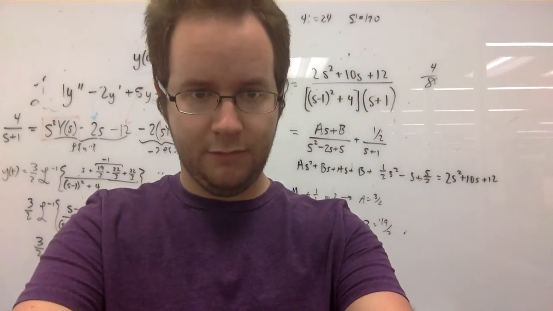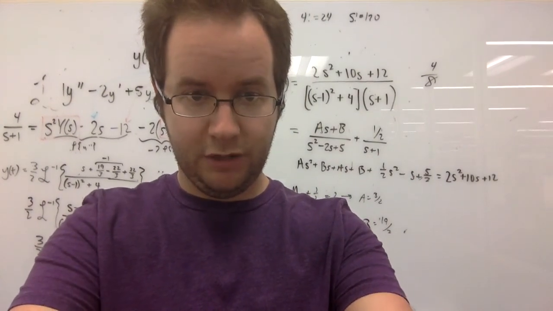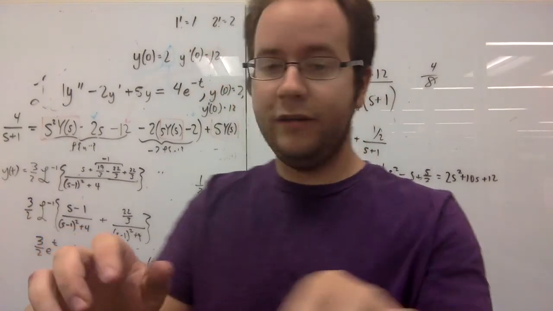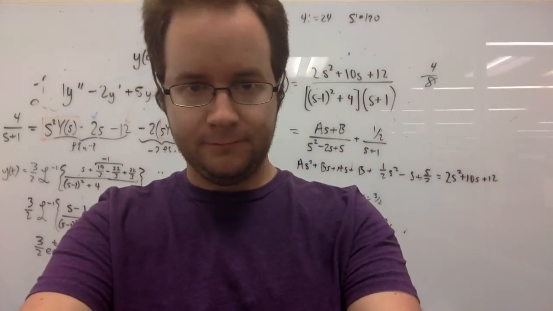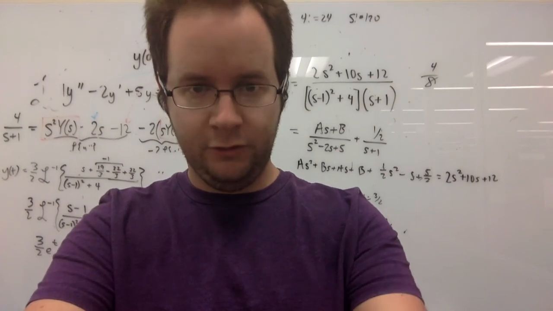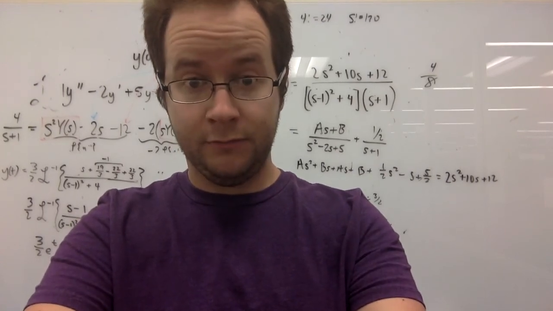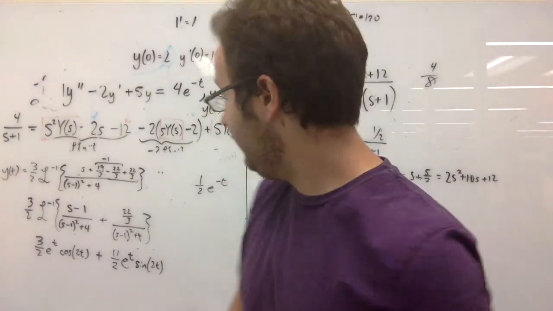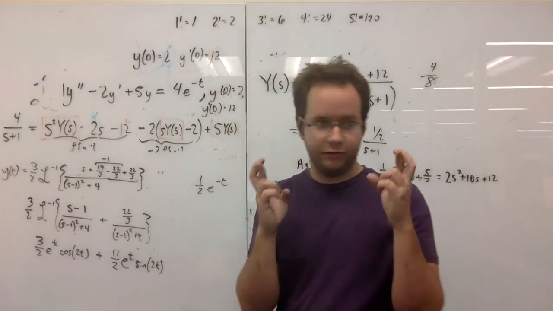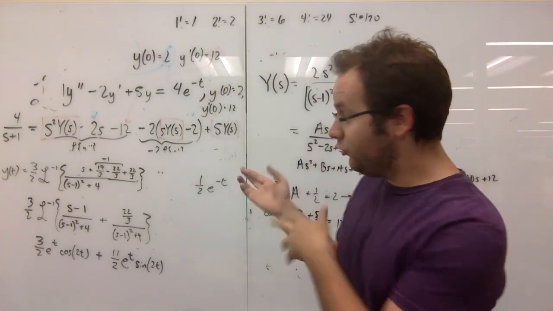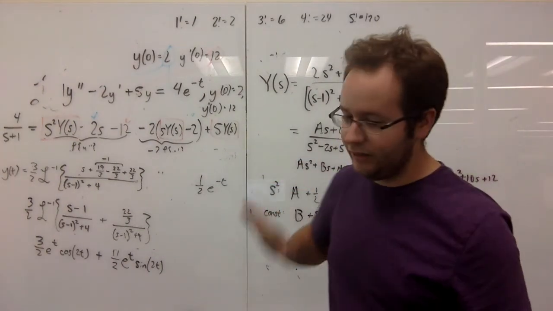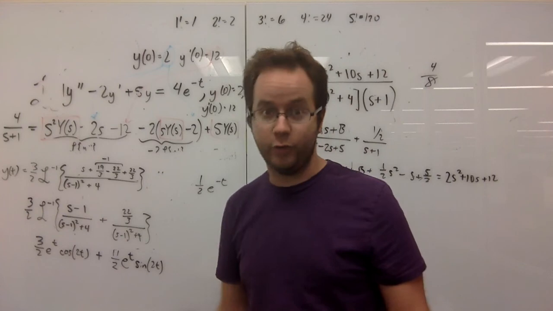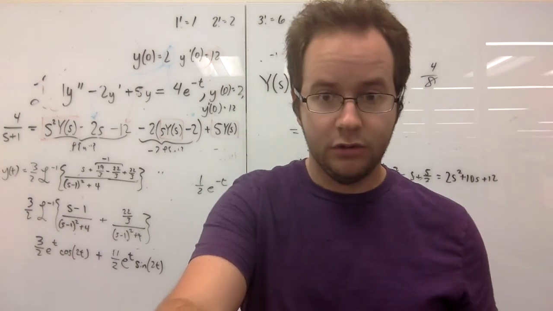So y double prime minus 2y prime plus 5y equals, what was it? 4e to the negative t, comma, y of 0 equals 2, comma, y prime of 0 equals 12. And hopefully we get this to pop out. Fingers crossed. Again, you are going to mess these up. I very well may have messed this up too. I've just gotten so proficient at it that my mistakes are limited to maybe 1 in every 20 problems. It's going to give me an answer.